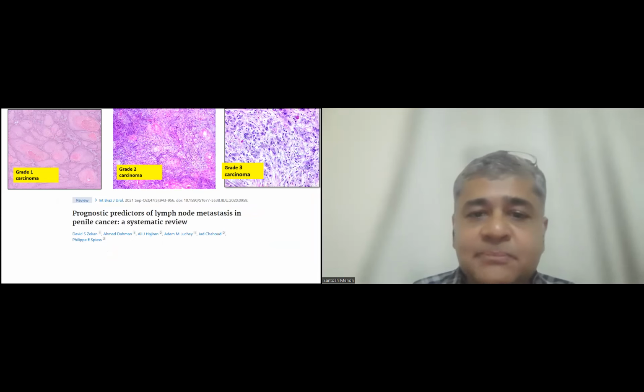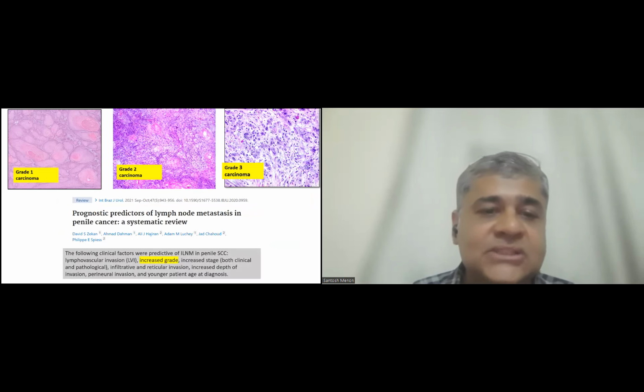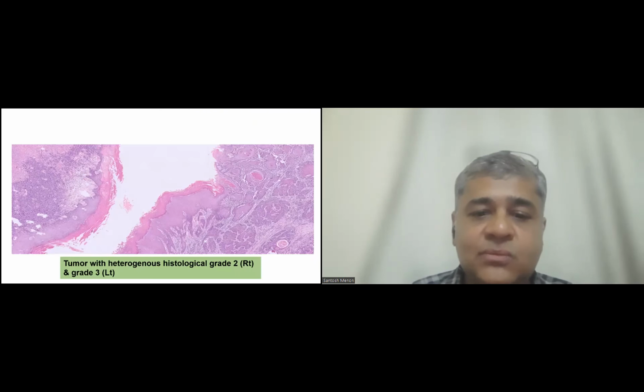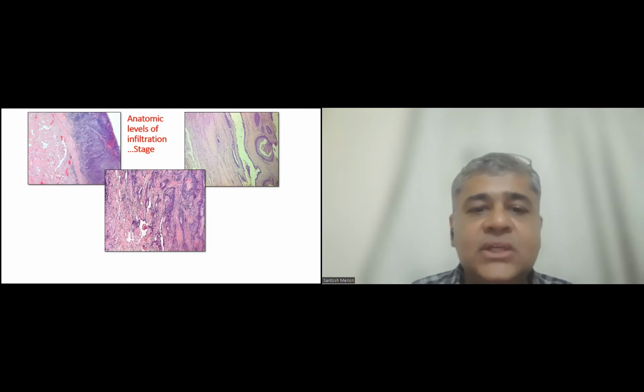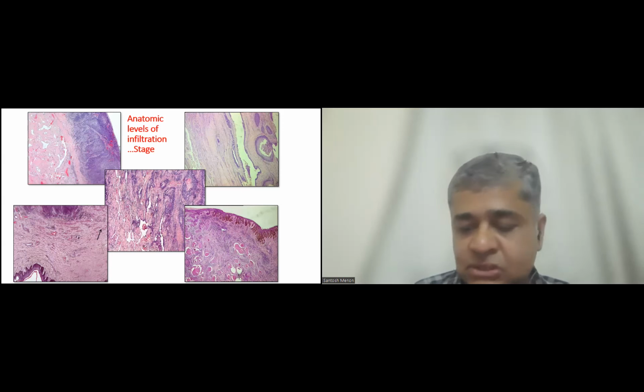The grading is a prognostic factor. We know that there are a lot of studies which say so, and grading has its own issues. I will not go into the details of these things. The tumor can be very heterogeneous. We know that well. These are pictures to show that the same tumor can have very well-differentiated grade 1 areas and grade 2 areas. Then you have anatomical levels of invasion, which are part of the staging system. This has its own issues.